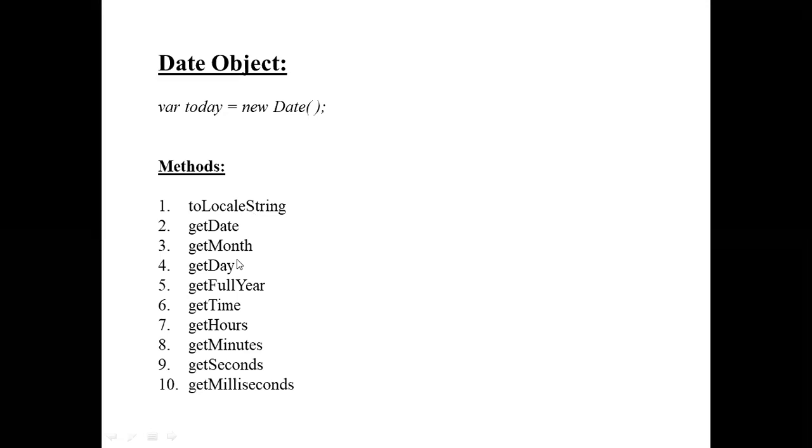Next, getDay returns the day of the week as a number in the range 0 to 6. Next, getFullYear returns the year. Next, getTime returns the number of milliseconds. Next, getHours returns the hour as a number in the range 0 to 23. getMinutes returns the minute as a number in the range 0 to 59. getSeconds returns the seconds as a number in the range 0 to 59. getMilliseconds returns the milliseconds as a number in the range 0 to 999.